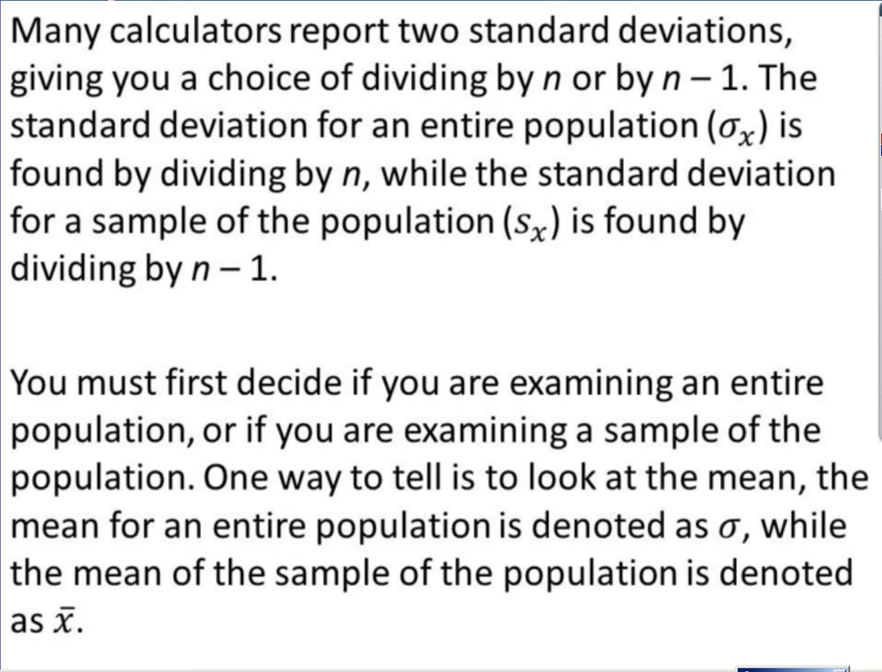If we're talking about an entire population, the mean is denoted as mu, while the mean of a sample is denoted x bar. So if you have mu for your mean, you're going to use sigma sub x for the standard deviation. And if you have x bar, the standard deviation you're going to want to use is s sub x.